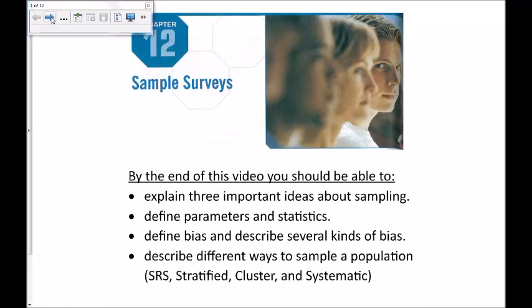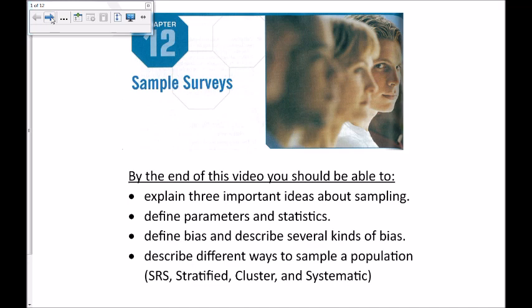This video is about Chapter 12, and in this video we'll talk about how to select a sample from a population. By the end of this video, you should be able to explain 3 important ideas about sampling. You should be able to define parameters and statistics. You should also be able to define bias and describe several kinds of bias.